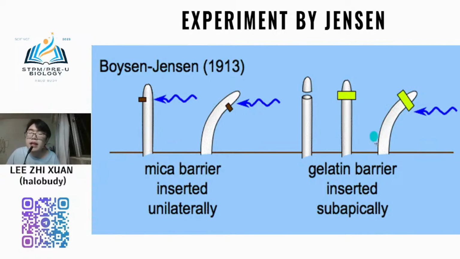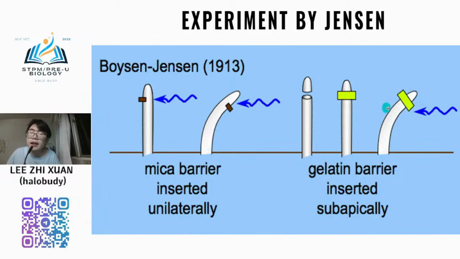And then for this one, they use the gelatin barrier. So normally, in this one they totally cut, and like the previous experiment, if you totally cut, they will totally cut and then they cover it with the gelatin barrier. So this one is inserted, they just cut the portion of the tips of the plant and then insert half only. But in this one, they totally cut down the tips and then insert the gelatin barrier.